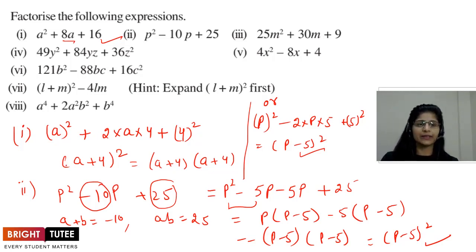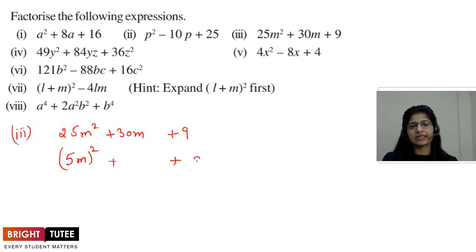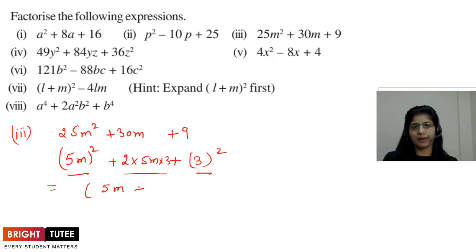So now we will solve the third part. What are we given in the third part? We are given 25m square plus 30m plus 9, right? We have to apply the identities and see how we can solve it. 25m square is 5m whole square, and 9 is the square of 3. If I write 2 into 5m into 3, 2 fives are 10, 10 threes are 30m, yes we are getting it. So it is of the form a square plus 2ab plus b square, that is equal to a plus b whole square. So the factors are 5m plus 3, 5m plus 3. Got it for the third part.